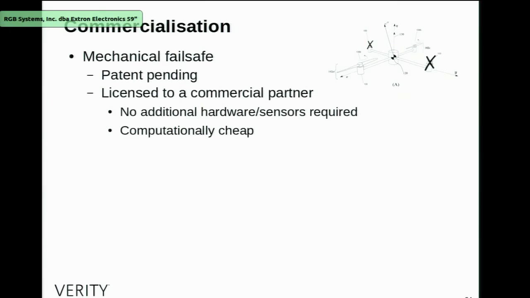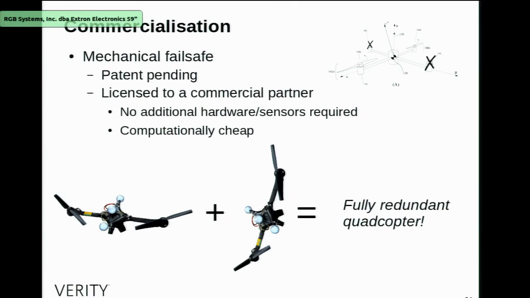Okay, so that's the theory, that's sort of the idea. This is also something that we have commercialized. So we patented this idea of controlling after the failure happens with this cross-coupling, and we've licensed it to a commercial partner. Now, I showed you the bispinner, and it turns out this thing is not a complete waste of time, because if you sort of think of the bispinner, and you think of another bispinner, and you were to glue them together, what you get is a quadcopter.